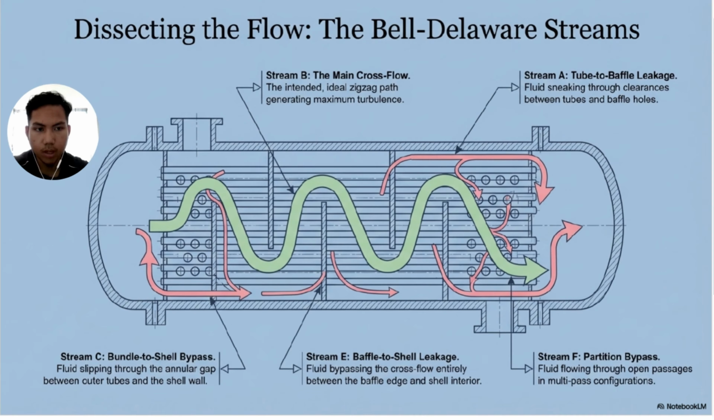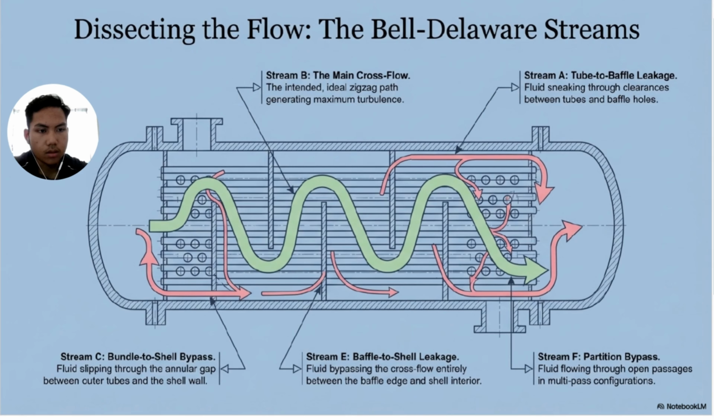However, according to the Bell-Delaware method, he introduced a realistic breakdown of the total shell side flow into 5 primary streams. So first, stream B, the main cross flow, which is the fluid that actually follows the intended zigzag path across the tube bundle, driving the majority of our heat transfer.